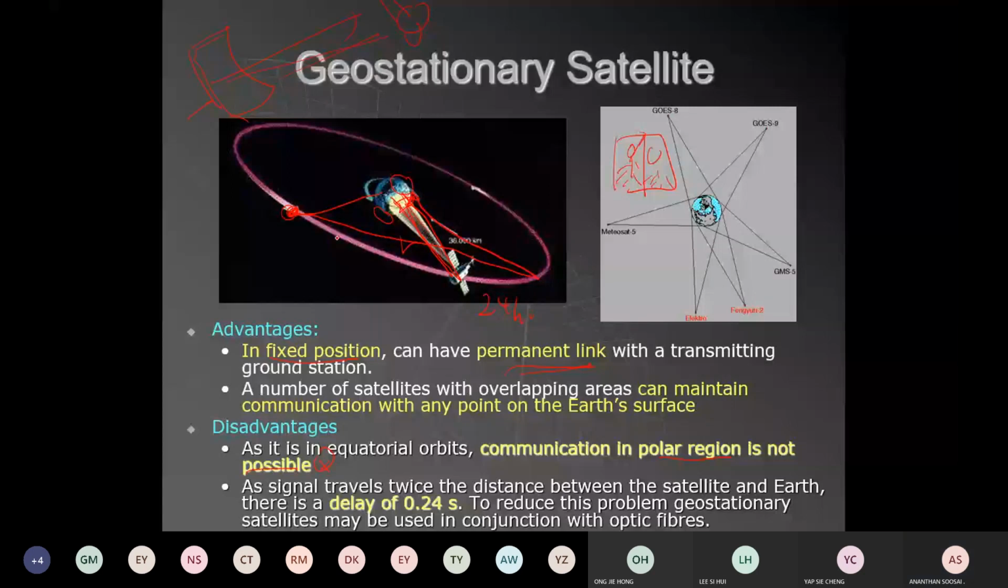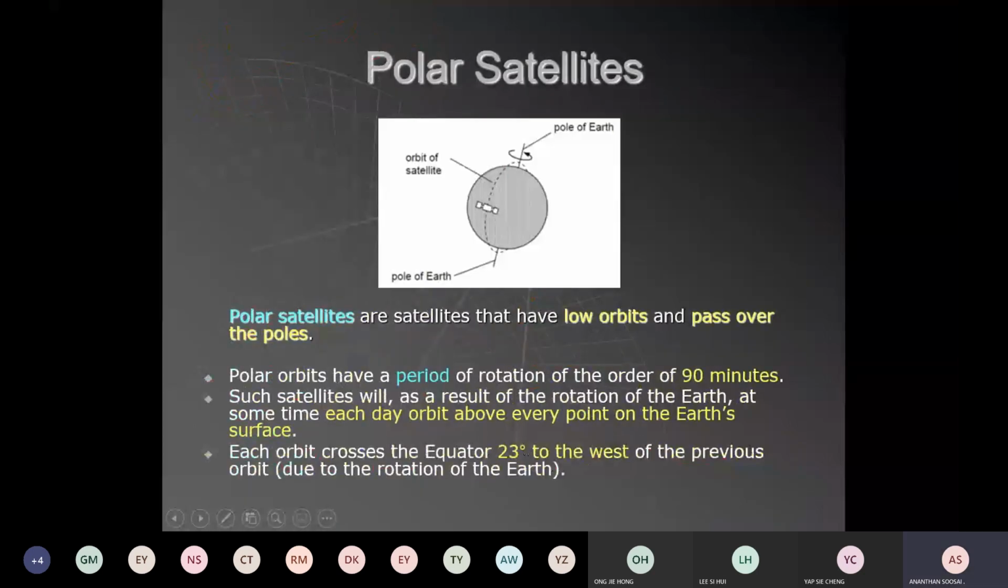It's a great delay. So to overcome these two problems, the scientists introduced another type of satellite.